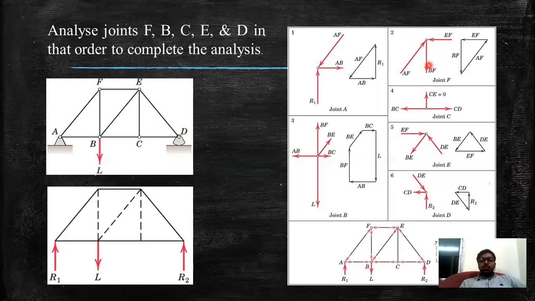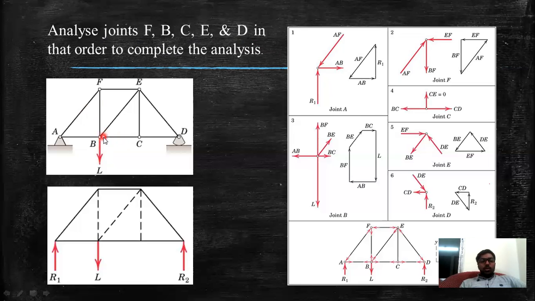Now once this one is solved, we know this member force, this member force, this member force, and this member force. Now if we go to joint B, at this particular joint, this is known, this is known, and this is the external loading, which is also known to me. So we have two unknown member forces, and we can go through point B.